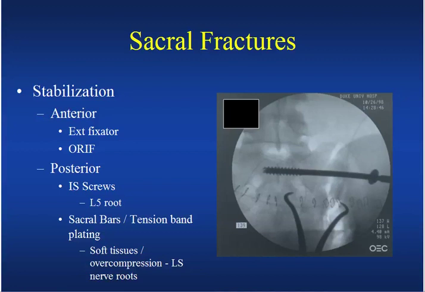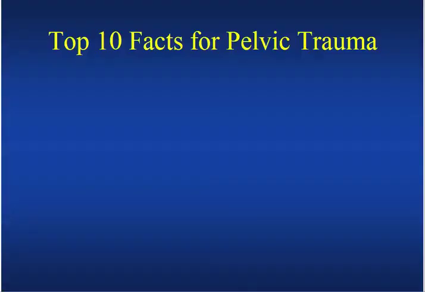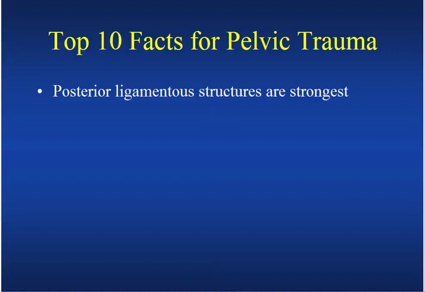The problem with both of these techniques is that they do have significant potential for soft tissue compromise, and you can get overcompression, particularly of the lumbosacral nerve roots. Now, finish up with the top 10 facts for pelvic trauma, and sorry I'm running about 5 minutes behind, but remember that the posterior ligamentous structures are the strongest structures in the body and are responsible for the posterior stability of the pelvic ring.